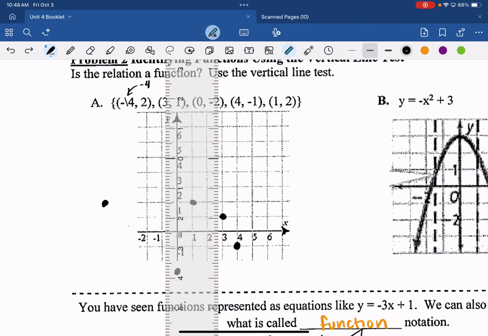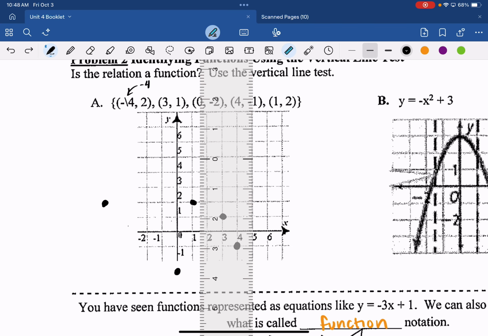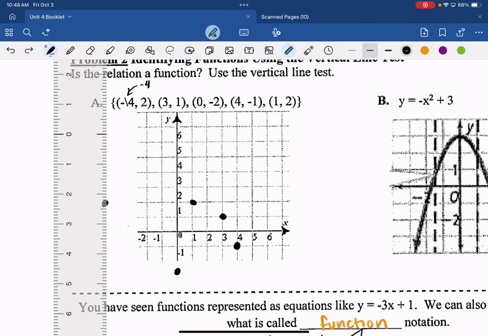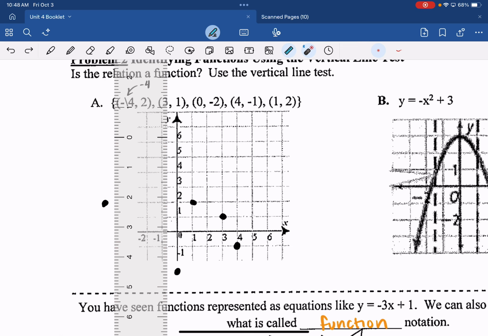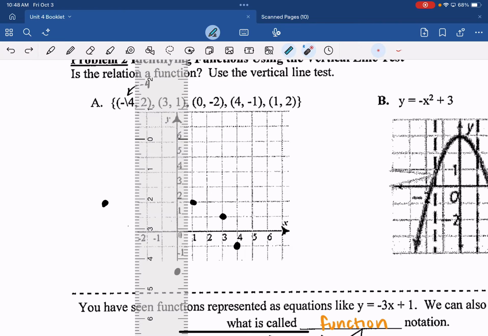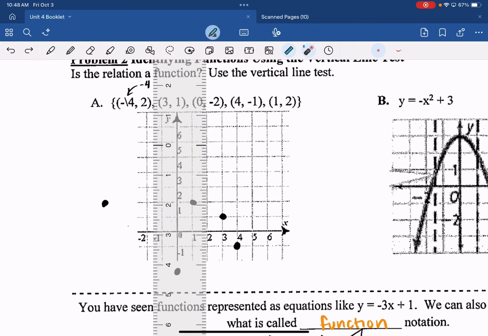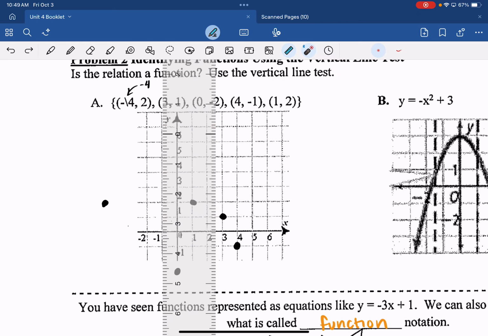The goal is for my vertical line to hit no more than one spot every time that my graph hits. So for example, here, I'm hitting my graph right here, but nowhere else. Here, I'm hitting my graph here, but nowhere else. Hitting it here, but nowhere else. Here, but nowhere else. Here, but nowhere else. So this passes my vertical line test, so this is a function.